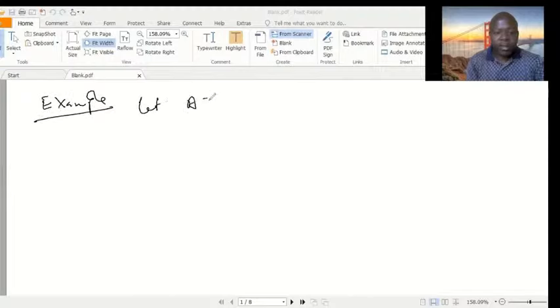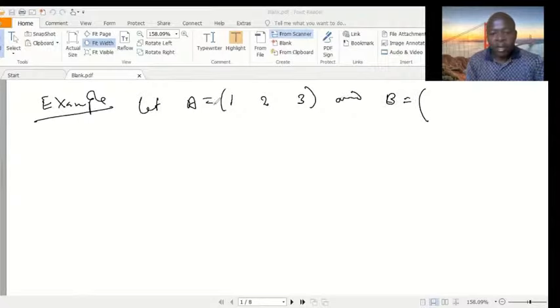Let A be the matrix 1, 2, 3, and B be the matrix. Let me look at the columns here: 1, 2, 3. So I need 3 rows here for these 2 matrices to be compatible. So I need 3 rows: 1, 0, 2. I can add another column: 1, 2, 4. Find AB.